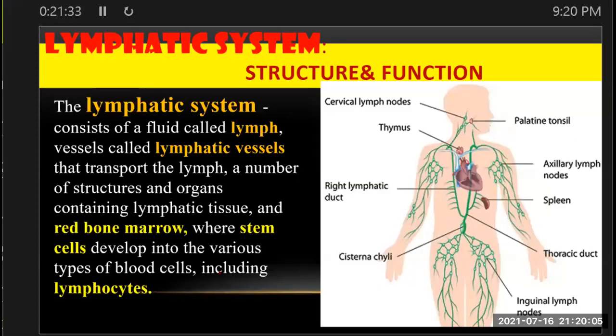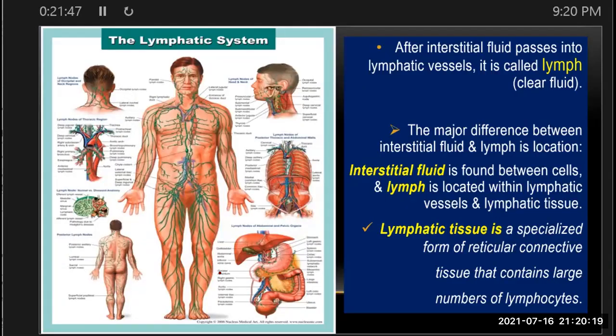The lymphatic system, its structure and function, is composed of the clear fluid, interstitial fluid known as lymph, and we have the primary and the secondary lymphoid organs too. That fluid moving within the lymphatic vessels is known as lymph. And the major difference between interstitial fluid and lymph is the location. Interstitial fluid is found between cells, and lymph is located within lymphatic vessels and lymphatic tissue. The lymphatic tissue is a specialized form of reticular connective tissue that contains large numbers of lymphocytes.